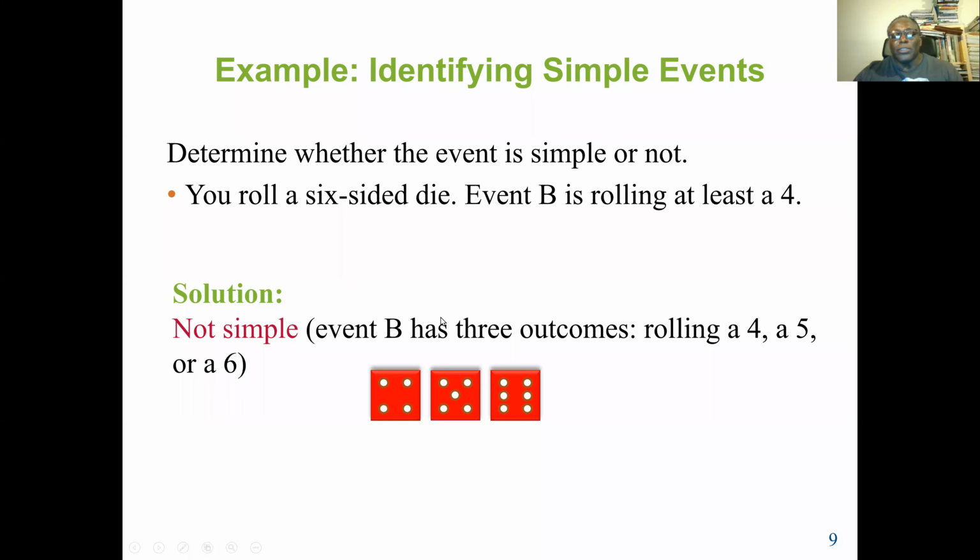So this is not a simple event. Why? Because event B is rolling at least a 4. Since the die has 1 to 6, at least 4 means we're going to have sides 4, 5, or 6. So again, a simple event is only one outcome. Here we have 3 outcomes, either 4, 5, or 6. So it's not a simple event.